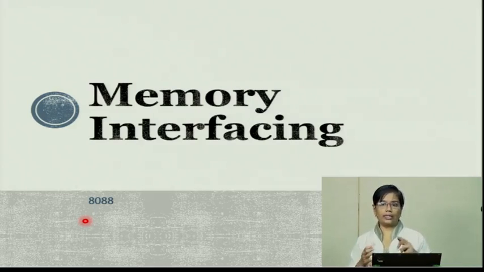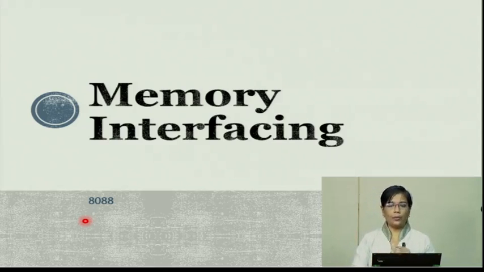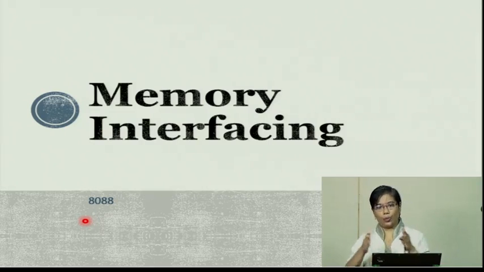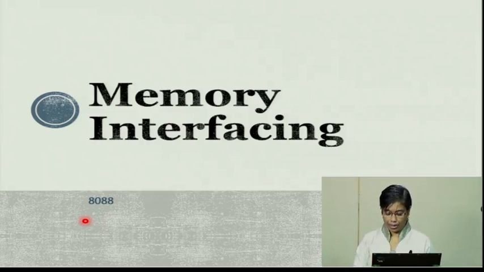8086 or 286 have a 16-bit data bus, 386 and 486 have a 32-bit data bus, hence the interfacing of memory becomes a little more complicated there. So we'll start with a simple example of how we are going to connect 8088, and then we will move on and have a look at how to connect the other processors.